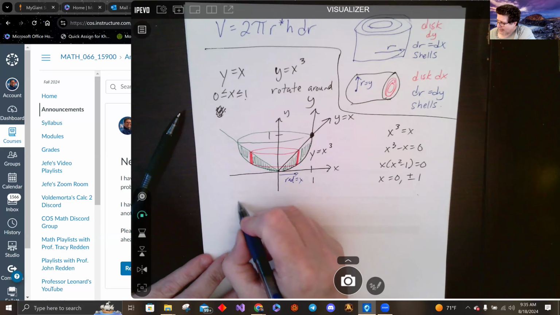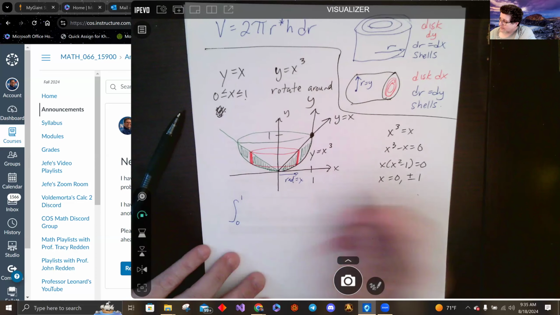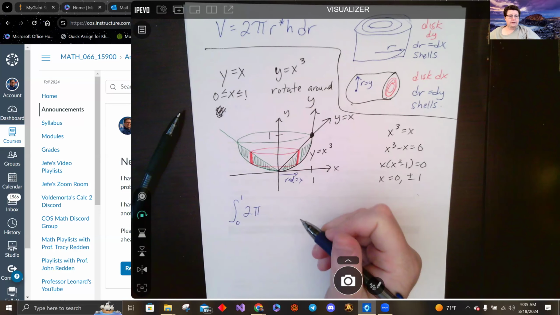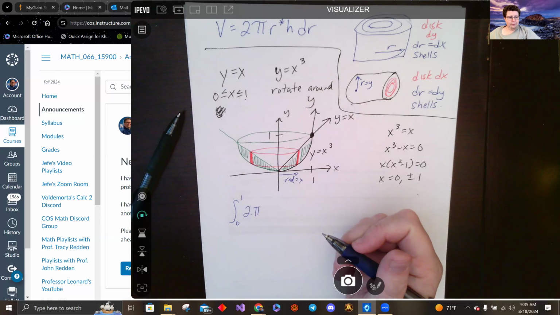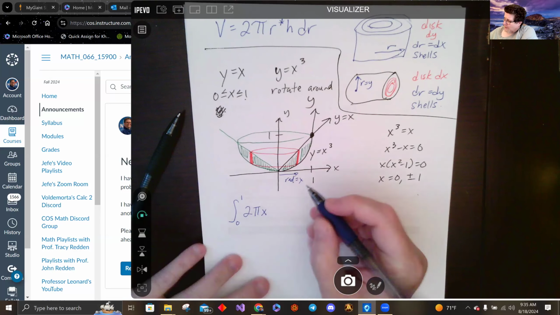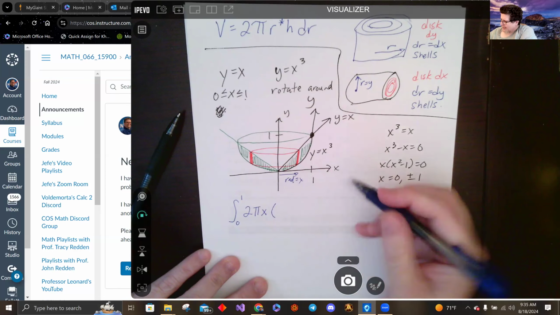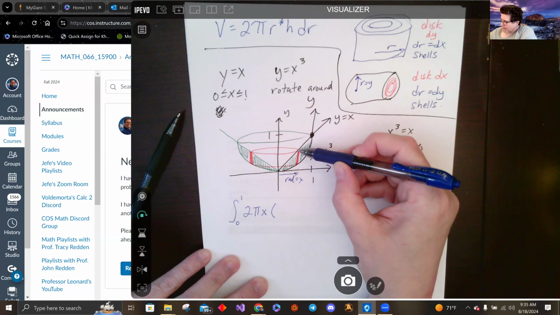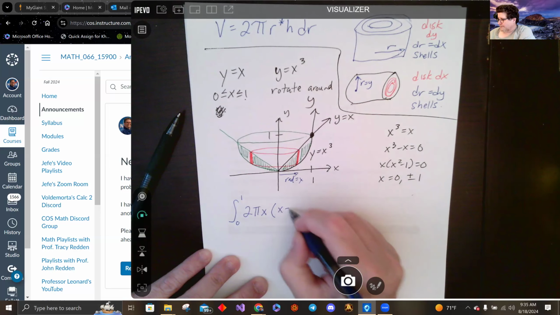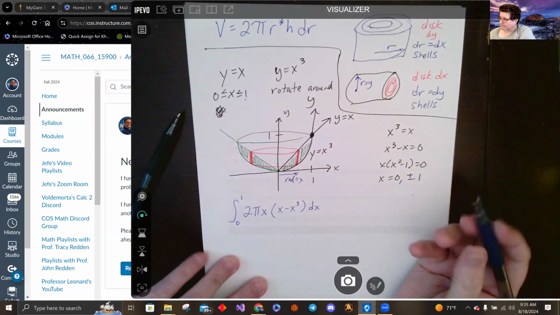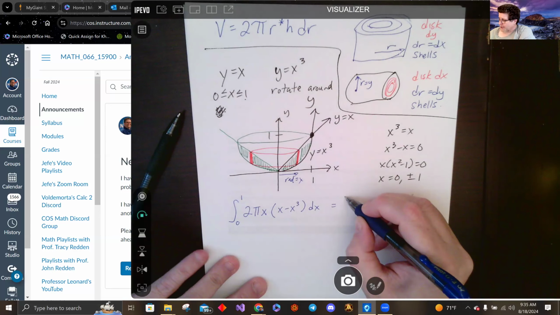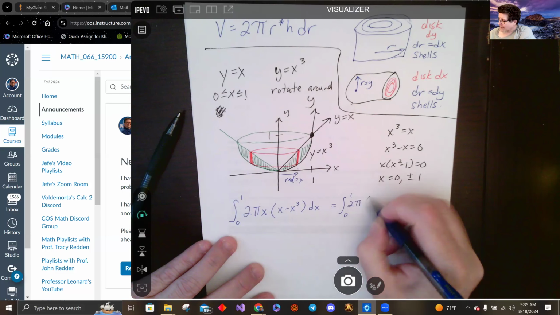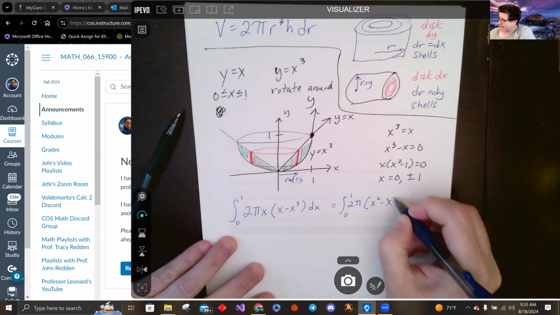So we're going to go along x, 0 to 1. We have 2 pi, right? We got our radius x. What's our height? Our height is this little piece right here. It doesn't go all the way down. So it's x minus x cubed. So we finish this. I'll distribute here. We've got x squared minus x to the 4th dx.